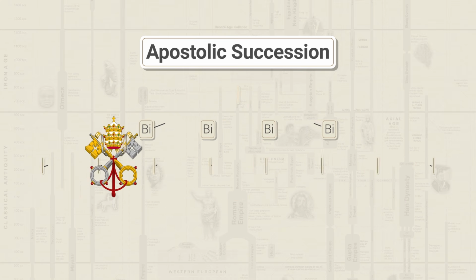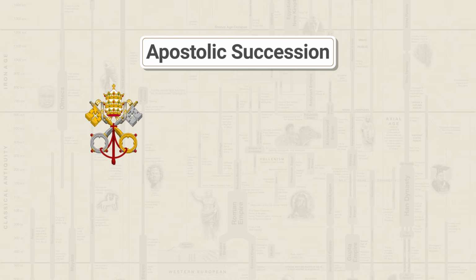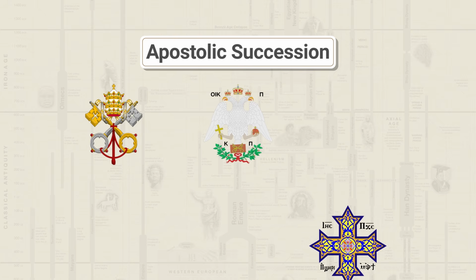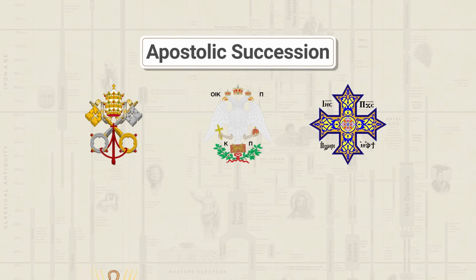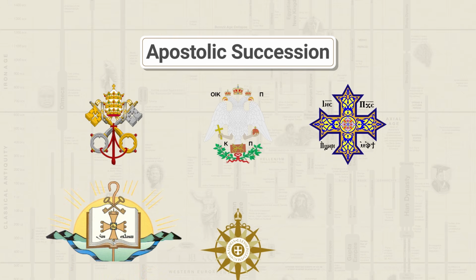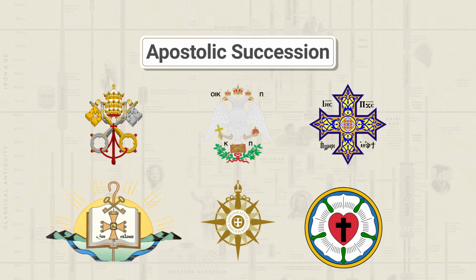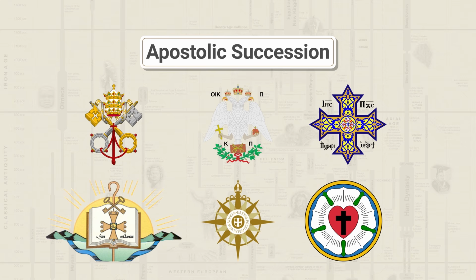And the Catholic Church is not the only church to claim apostolic succession. The Eastern Orthodox churches claim it as well, as do the Oriental Orthodox churches, the Church of the East, the Anglican Church, and some Lutheran churches. So basically what we're going to do today is see how far back along the line of succession we can go, starting with the most recent Roman Catholic Pope.